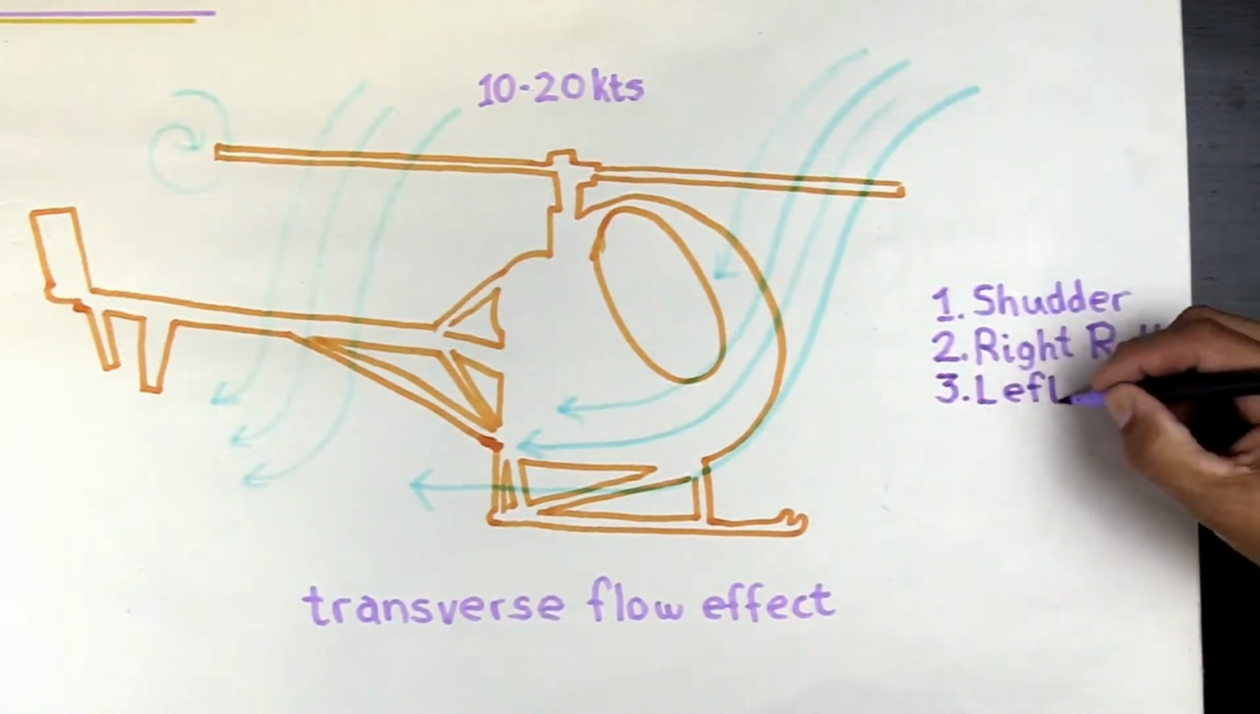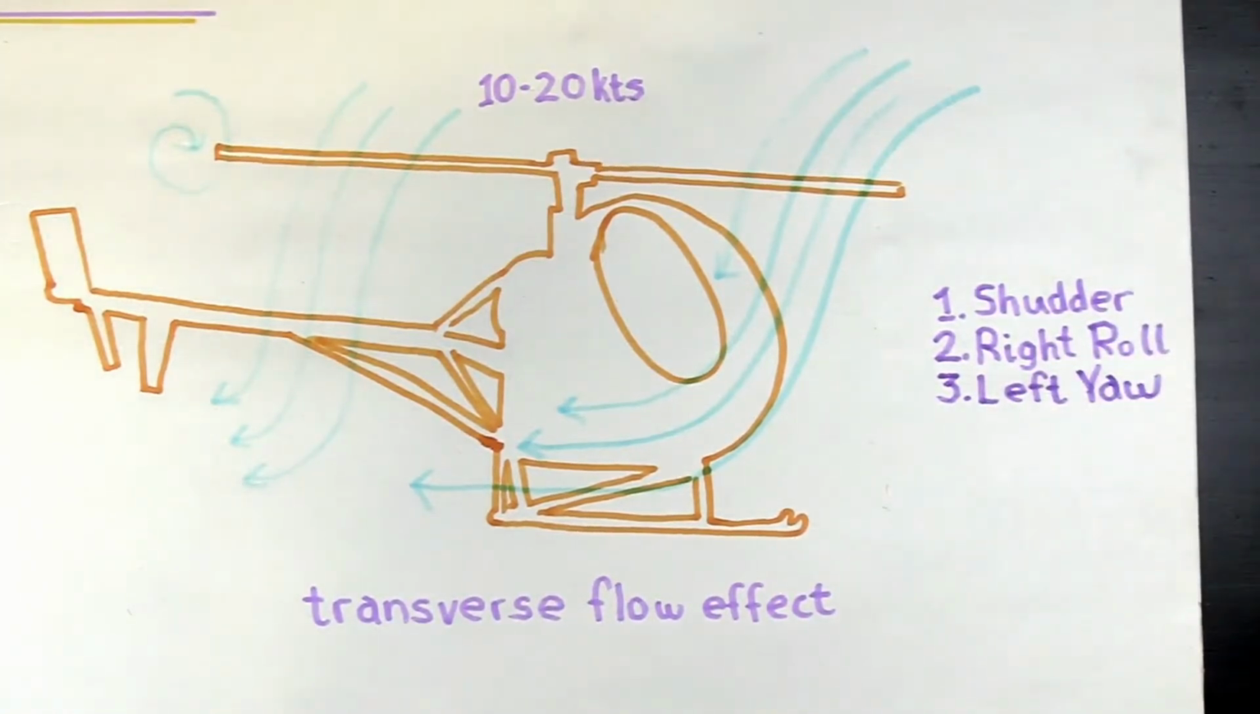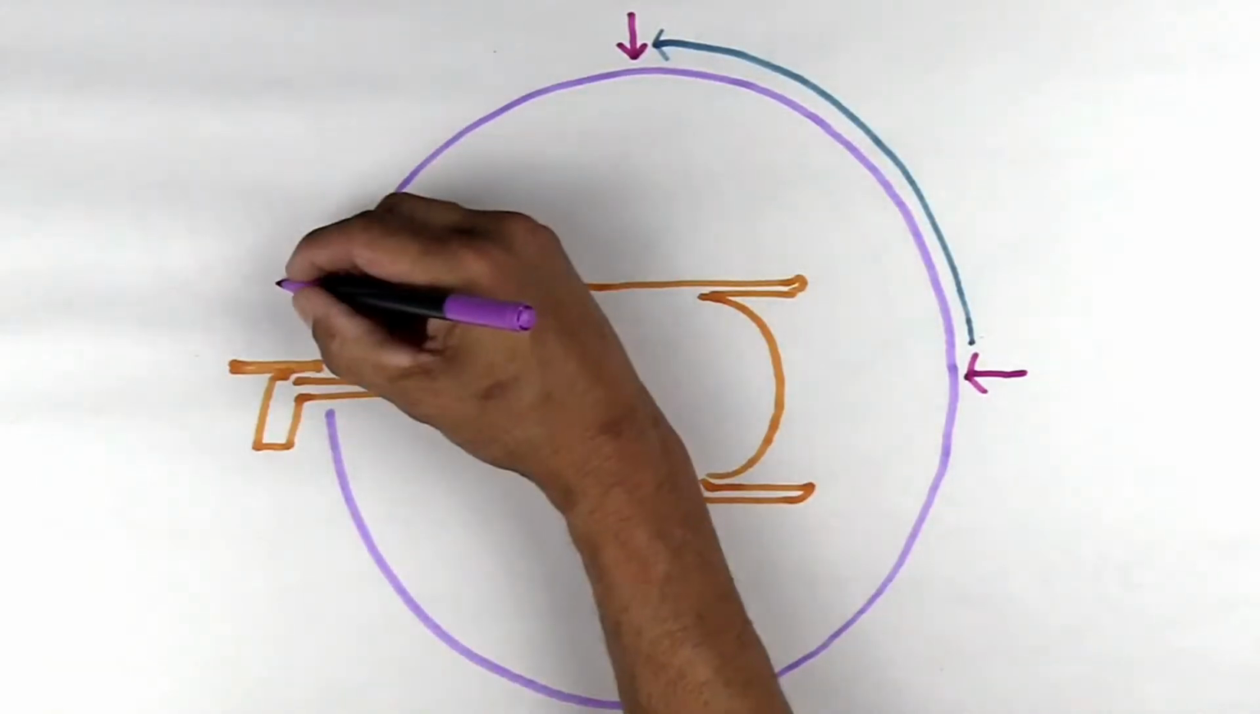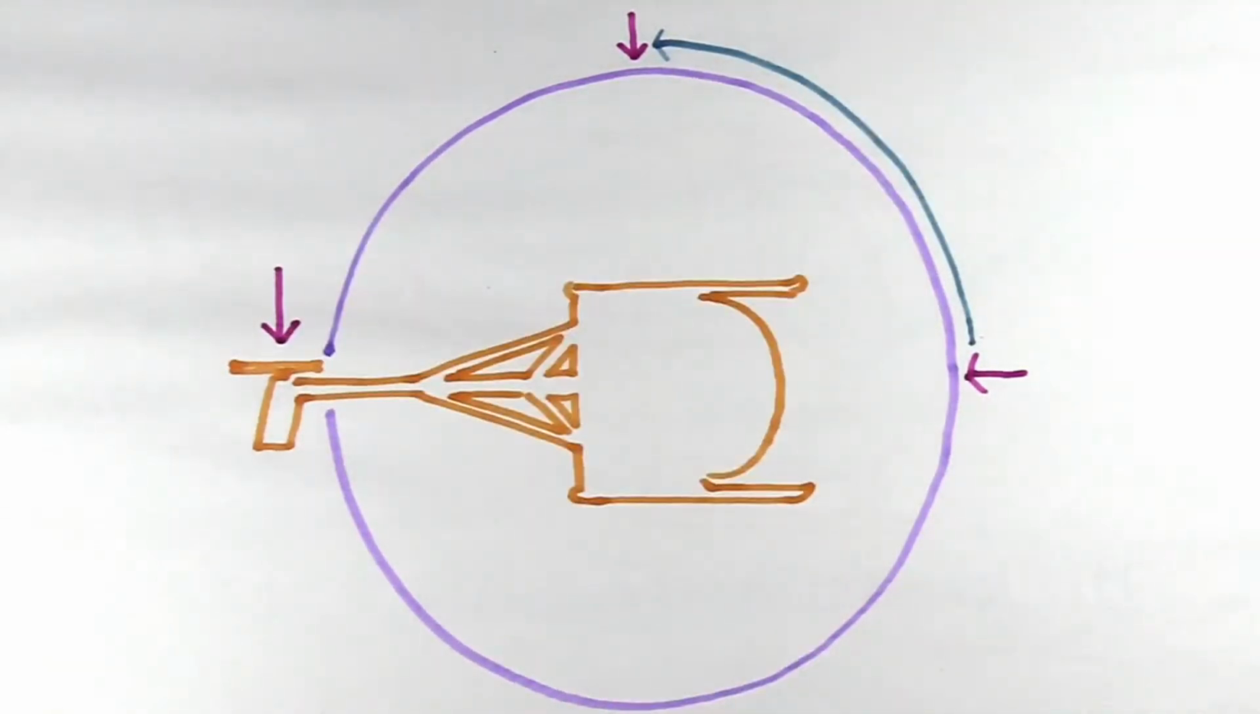Third thing, we have a left yaw. This tail rotor back here, remember, it's doing the same thing as the main rotor as far as pushing air, creating lift, all that kind of stuff. It has vortices, it has induced flow, just like the main rotor. So as you start moving forward into clean air, those vortices will get blown away, the airflow will be more horizontal, not going straight in like this.